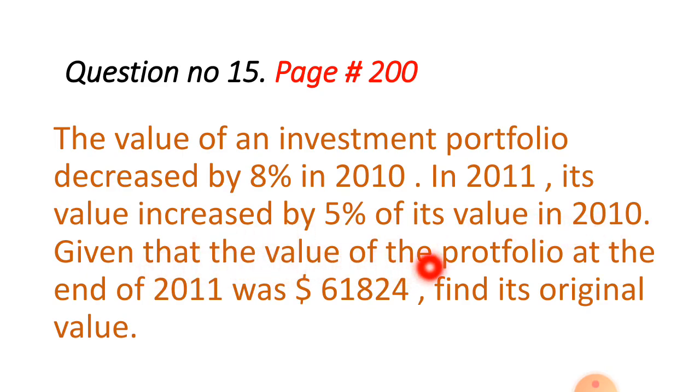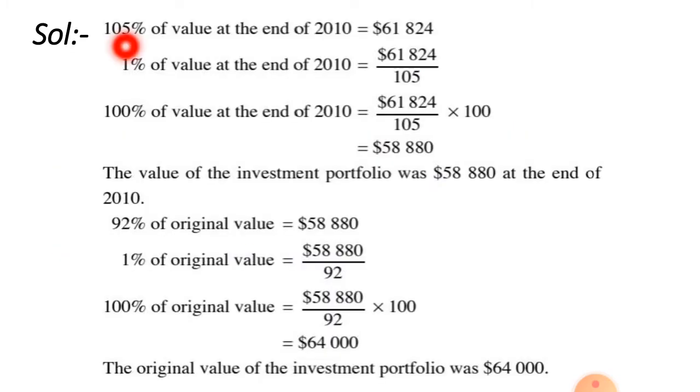Given that the value of the portfolio at the end of 2011 was $61,824. Find the original value. So for the solution, it will become 105% of the value at the end of 2010. So it will become $61,824, that is given in the question. 105 will come in the denominator. 100% is going to be multiplied with these.